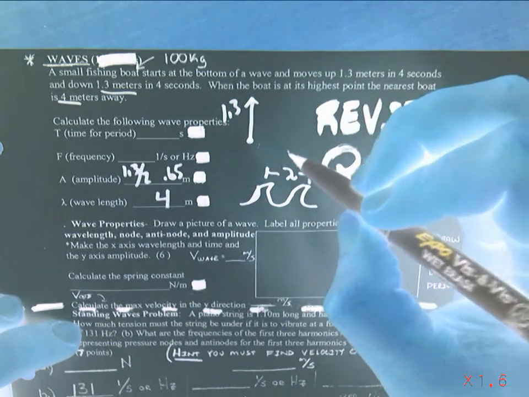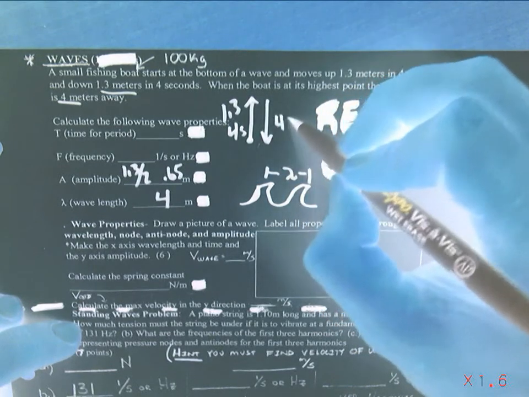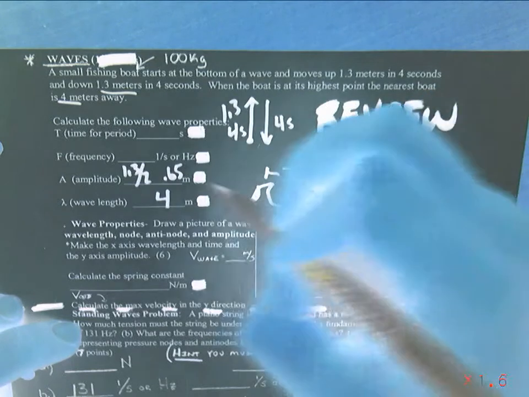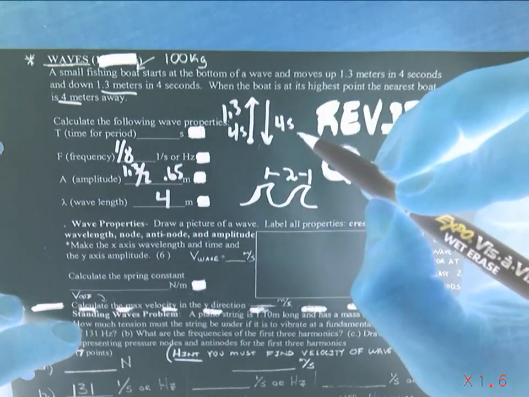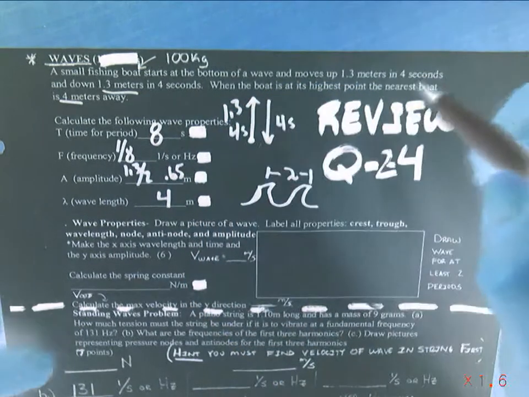Frequency, it's just 1 over the period. Takes 4 seconds on the way up and then 4 seconds on the way down. So to go from trough to trough is 8 seconds. So we're going to say 1/8. I don't know what that is. I'll have to punch in my calculator here in a minute. And then the period, 4 and 4 is 8 seconds.